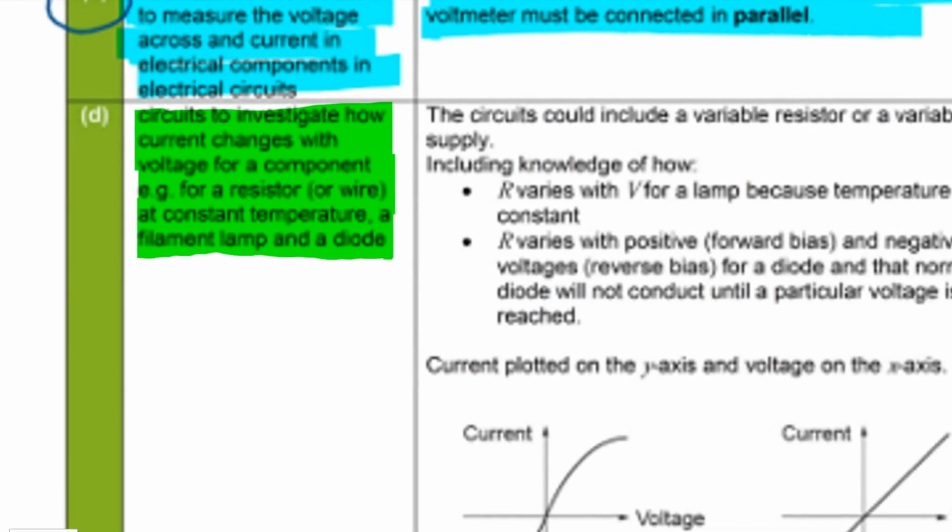And we're going to learn how we use circuits to investigate how current changes with voltage. What that means is, if the voltage goes up, does the current go up? Does it stay the same? Does it go down? And we're going to learn that for three different components: for a resistor, for a filament bulb, and for a diode. Right, so for a resistor, for a filament bulb and a diode. I'll just underline those three different components.